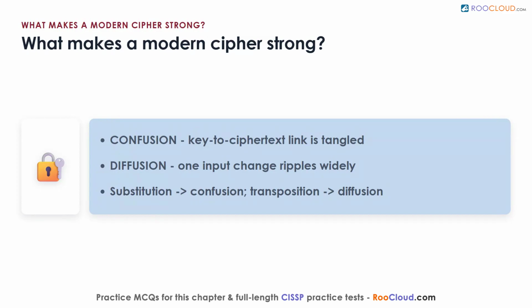What two properties make a modern cipher strong? Strong ciphers rely on confusion and diffusion working together. Confusion means the link between the key and the ciphertext is so tangled that tweaking the input teaches an attacker nothing about the key. Diffusion means a single change in the plaintext ripples out and alters many parts of the ciphertext. A well-built algorithm layers both, using substitution to create confusion and transposition to create diffusion. Picture stirring a drop of dye into water. Diffusion spreads it everywhere, and confusion means you can never trace it back to the drop.